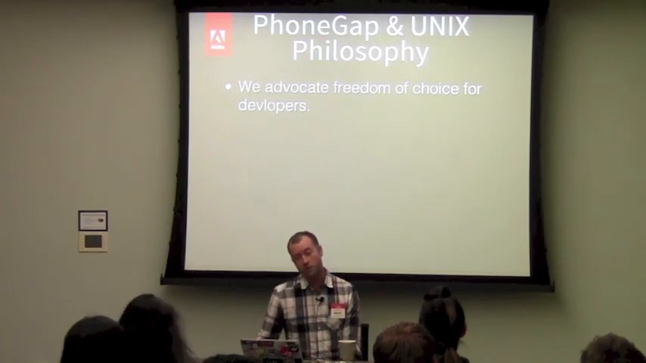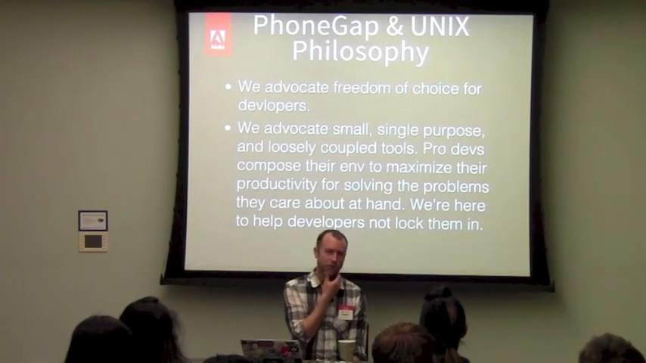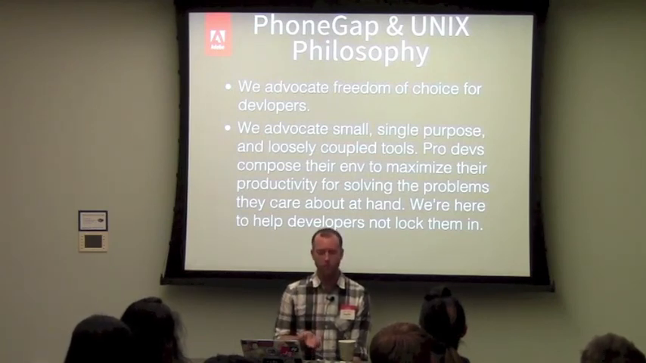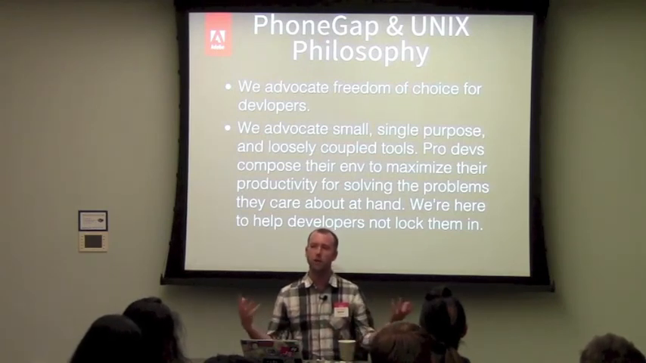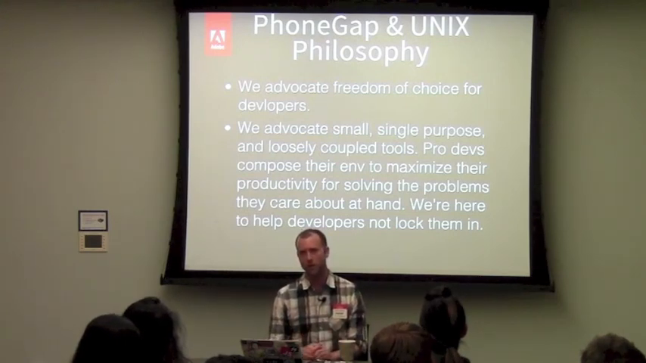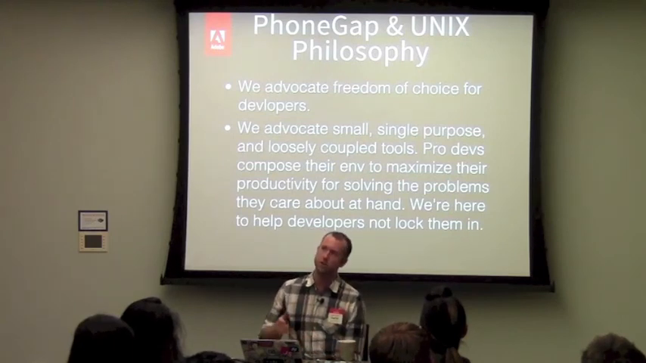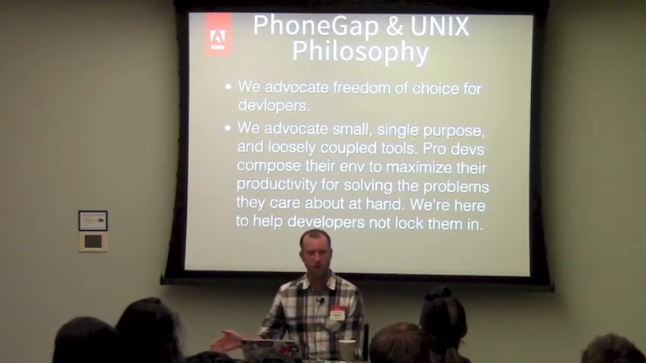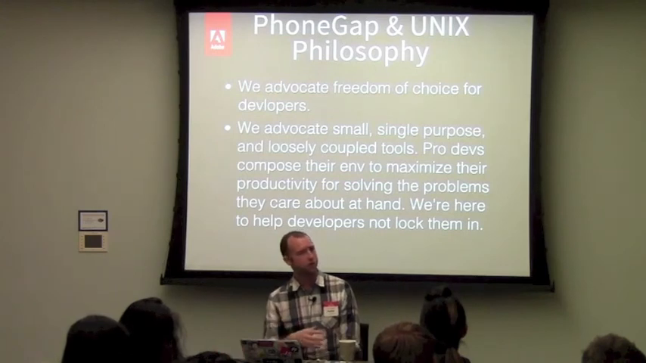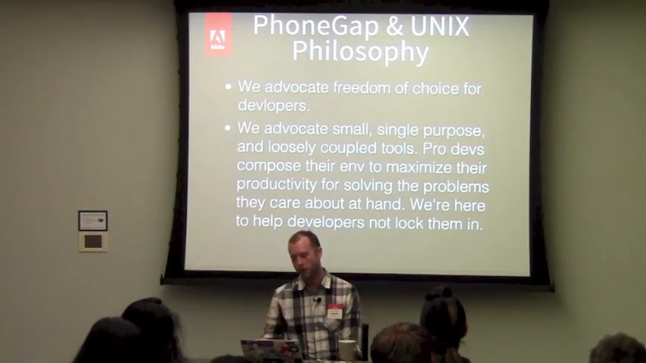Most of us are Unix geeks, so we advocate freedom of choice, and this comes into how we build PhoneGap itself. When you use PhoneGap, you don't have to opt into this whole big ivory tower gleaming architecture you have to build for everything. If you want to just build an Android app, you can do that. If you want to just build for iOS and BlackBerry, you can do that. You can just use our command line tooling. You don't have to opt into the whole thing. You can pick and choose and compose your own stack out of our software.